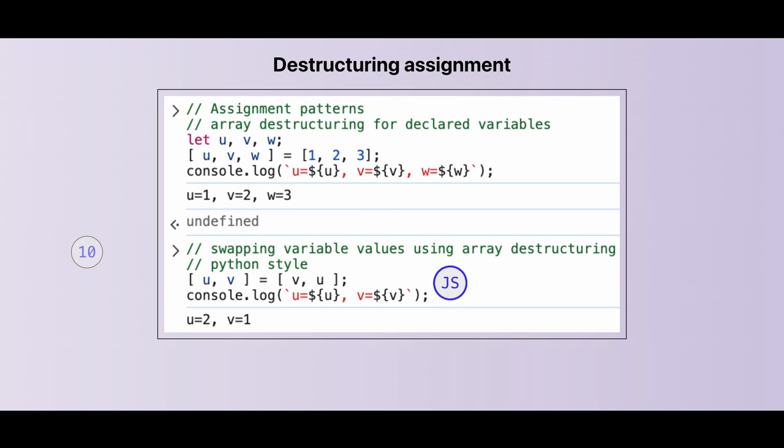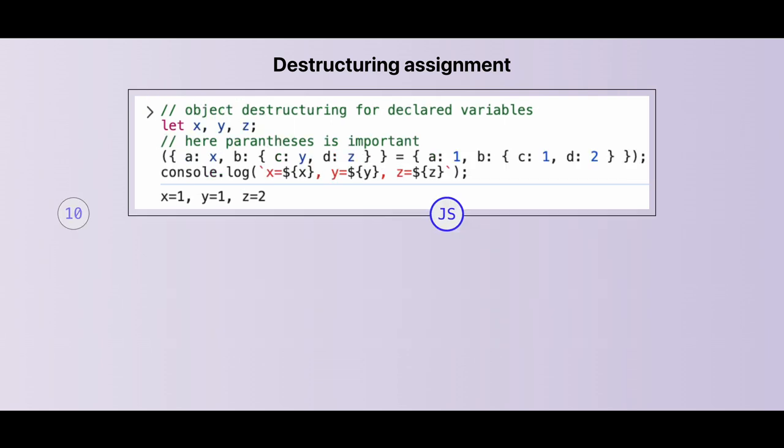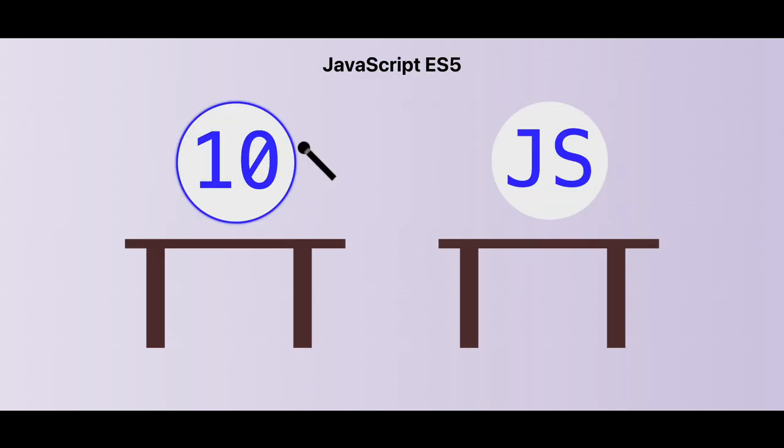Also, Python style swapping of values of two variables is possible without a third variable. For object assignment patterns, we have to include the parentheses. Here, the keywords let or const are not included. Great JavaScript, a big thumbs up. With this syntax, we will be able to write more concise code.